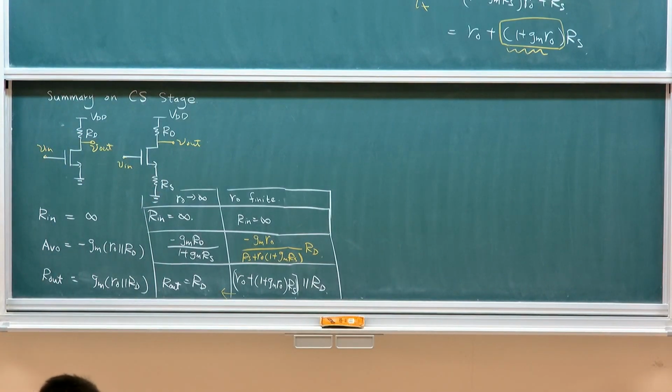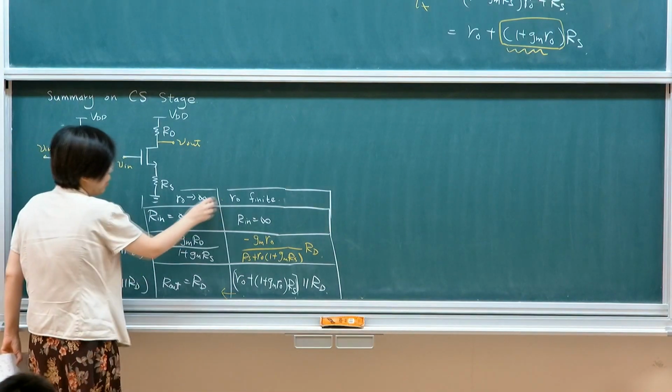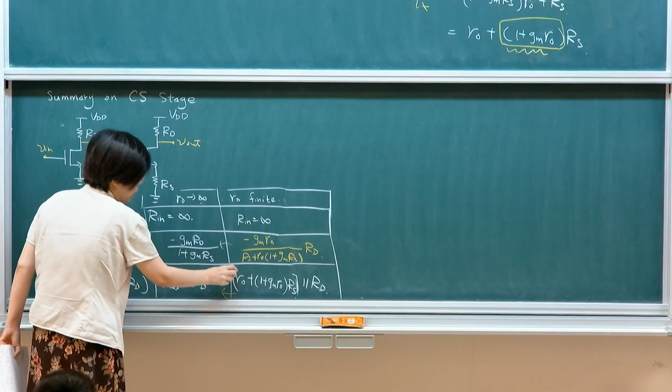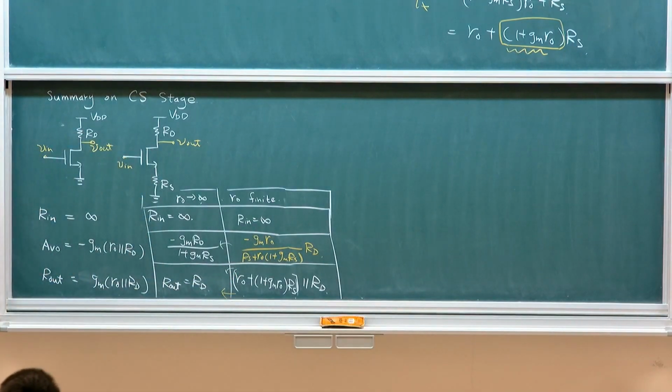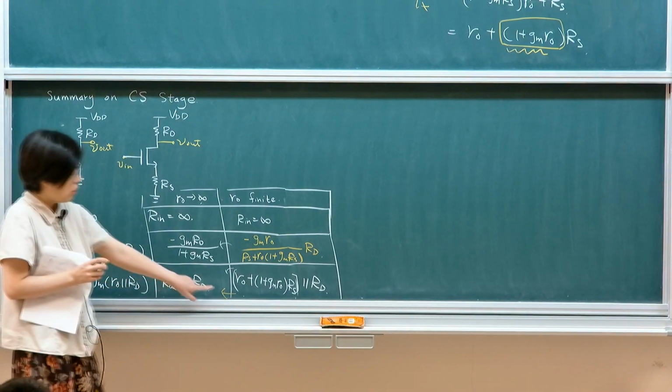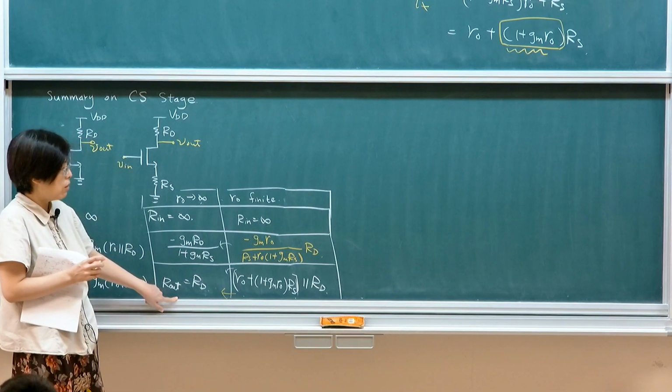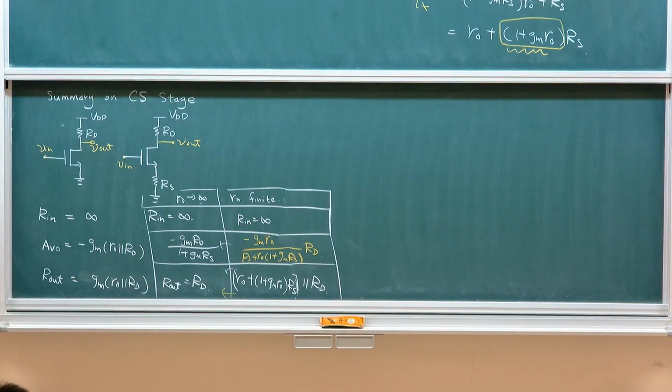So anytime you want to check whether, if this becomes infinite, it returns to this, supposed to return, when you're assuming output resistance becomes infinite, then it should converge to this result. It should be consistent. Okay? Good. So that's a summary on the common source stage.